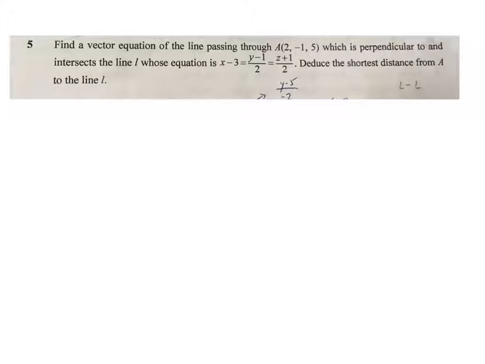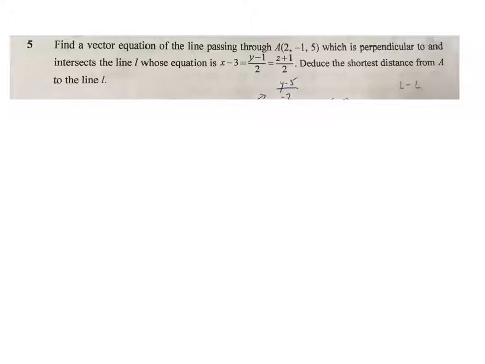Okay, so from here we'll start to do the find the vector equation. This is PQ5, passing through A (2, -1, 5) and perpendicular and intersects the line whose equation is... So the best is always to start the question with a diagram. It's always very good if you were to start the question with a diagram.